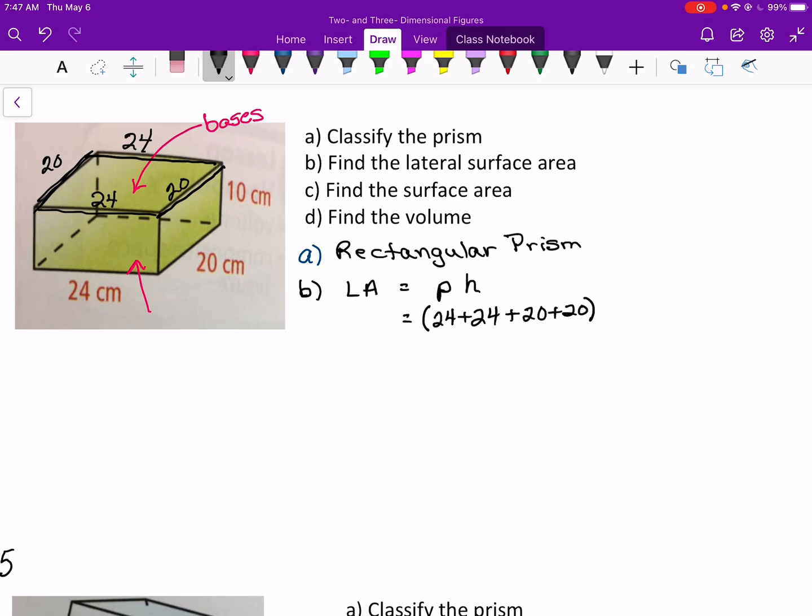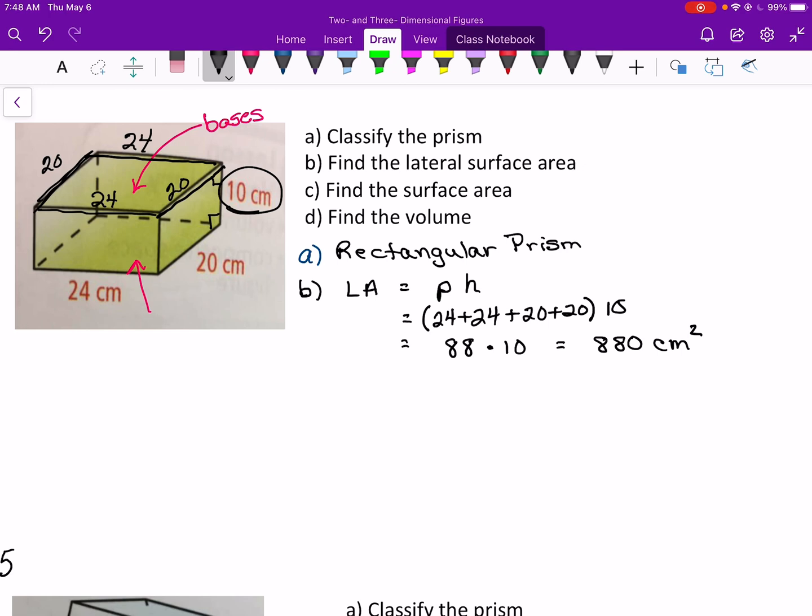The height is the length of the edge between the two bases. So our height is the 10. All right, so let's see. That's 48 plus 40, so that's 88 times 10, or 880 centimeters squared.